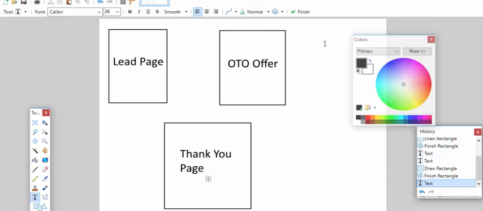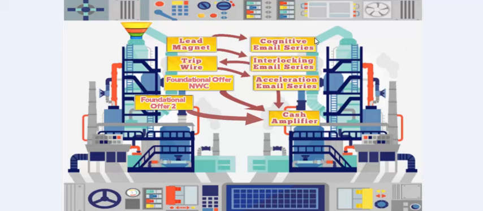So I always create my own funnels. It just makes things a little bit easier. I'm going to basically take you through a diagram of what I do. Okay. As you can see up the top there, going from top to bottom, you'll see the lead magnet, the tripwire, your foundational offer, which is NWC. Okay. And then you can have another foundational offer number 2. Then you've got your cash amplifier, and then your different email series. You've got your cognitive, your interlocking email series, and your acceleration email series. Okay. I'm not going to go into full explanation on everything here. I'm just going to show you my funnel that I use for another company, and I'm actually revamping it right now to add NWC into it as well.